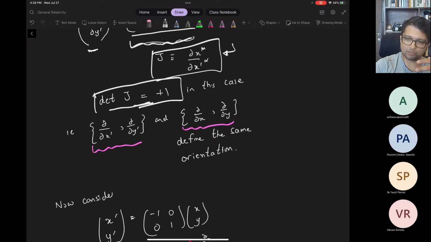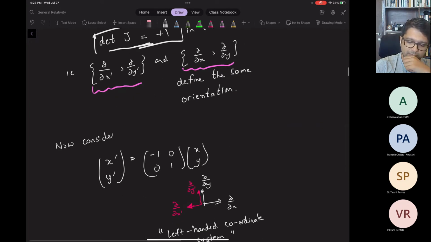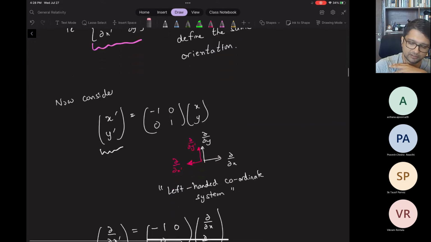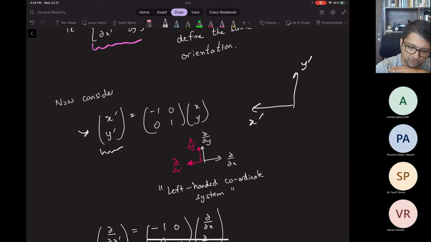Now, what would be an opposite orientation? Imagine a parity flip like this. Imagine that I had something like x prime, y prime, and my new coordinates are related by flipping the x-axis. So this is my x prime, y prime, as opposed to my original x, y, which look like this. So this is a parity flip. Now I have partial x, partial y like this, but my partial x prime, partial y prime looks like this. These are the direction vectors.